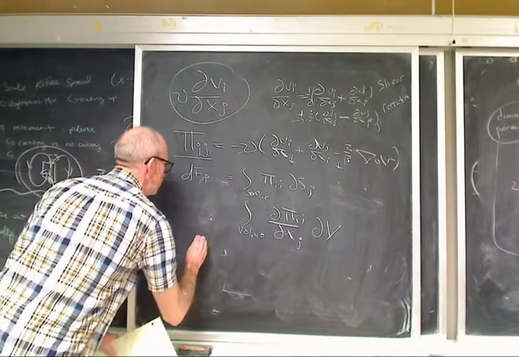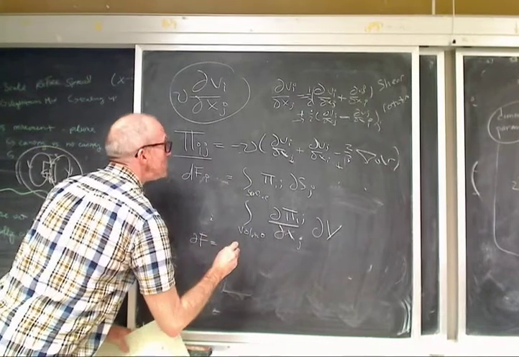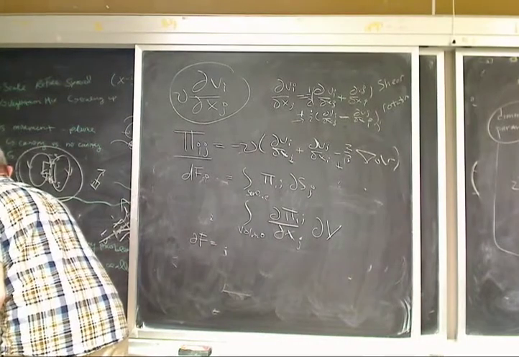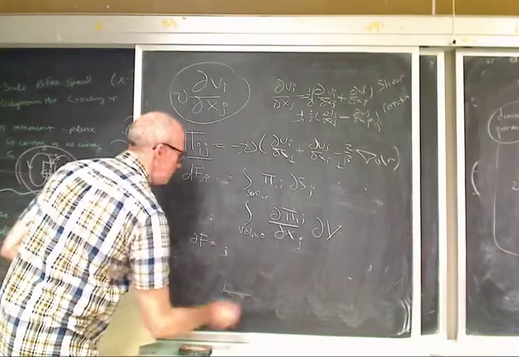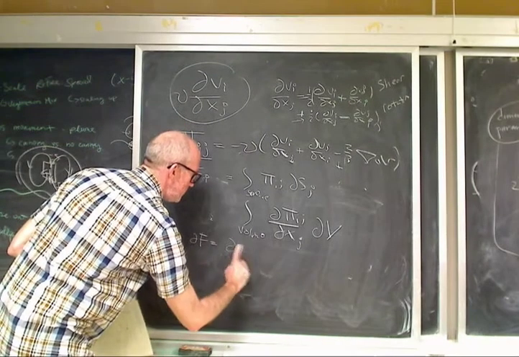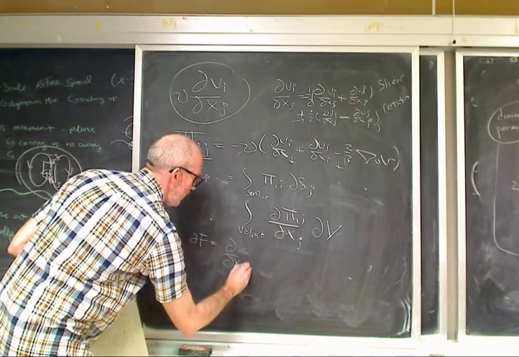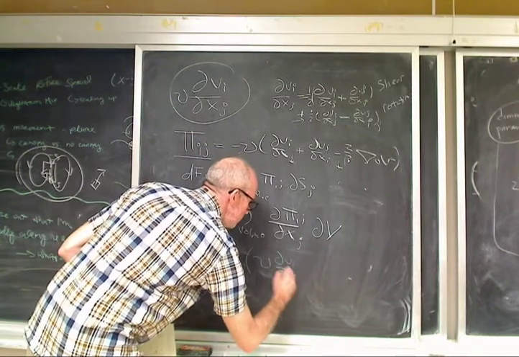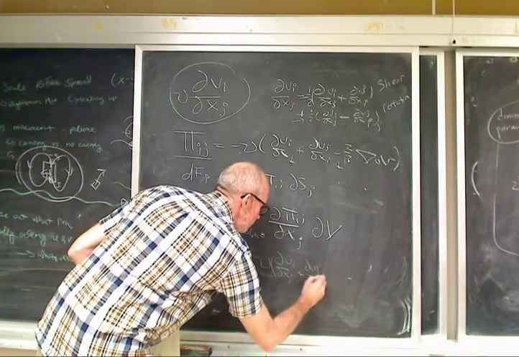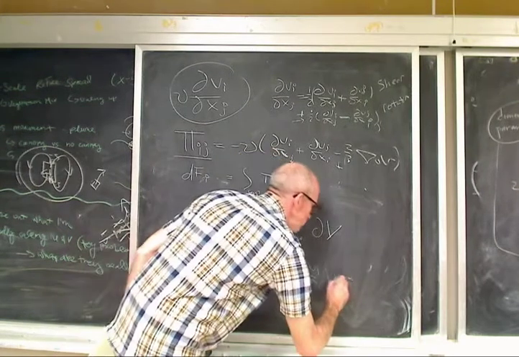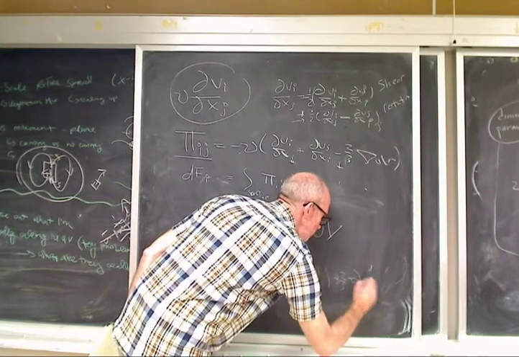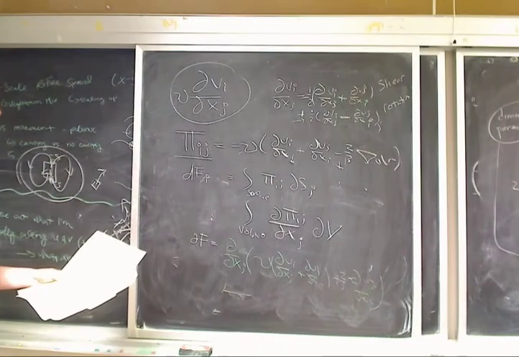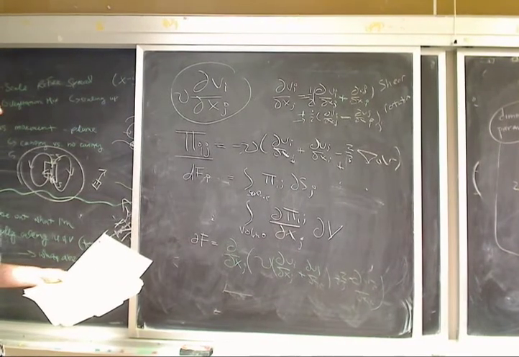Now we've got dF is equal to, I need a bigger chalk. Actually, I want to write this in red. So dF is now equal to d by dx_j of nu times dv_i/dx_j plus dv_j/dx_i plus minus 2/3. I'm going to be explicit here, dv_i/dx_i.